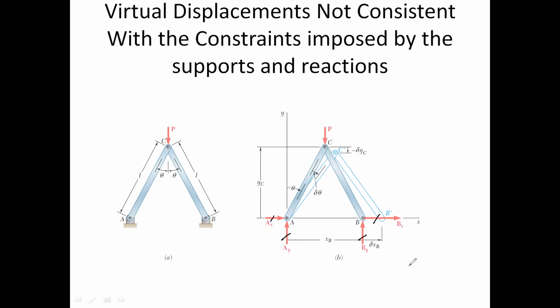Now, after drawing this virtual displacement and taking coordinate YC, taking coordinate XB into consideration, we have to give the virtual displacement in this case. As we give the virtual displacement in this case, we are making point B move from B to B prime, okay? But this is not consistent with our actual system. So right now, when we went on to solve this type of problem, what is happening is that our virtual displacement loses consistency.